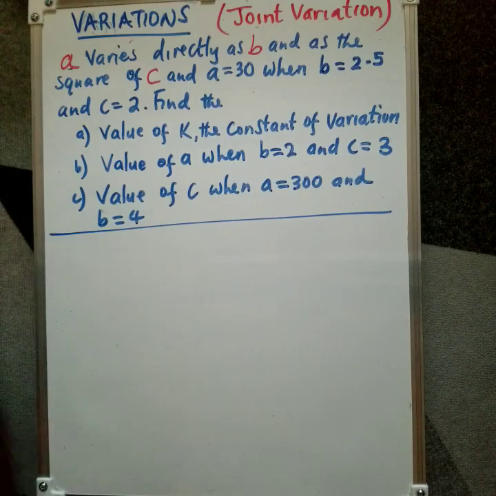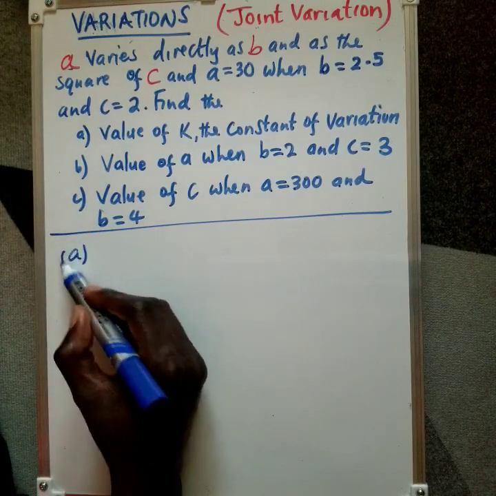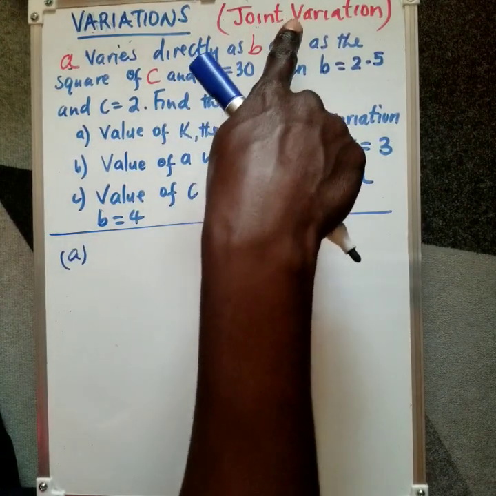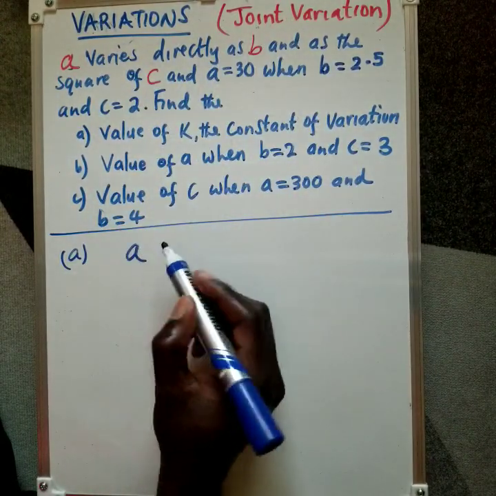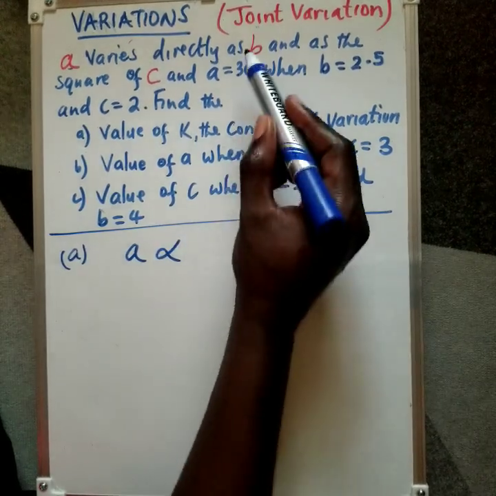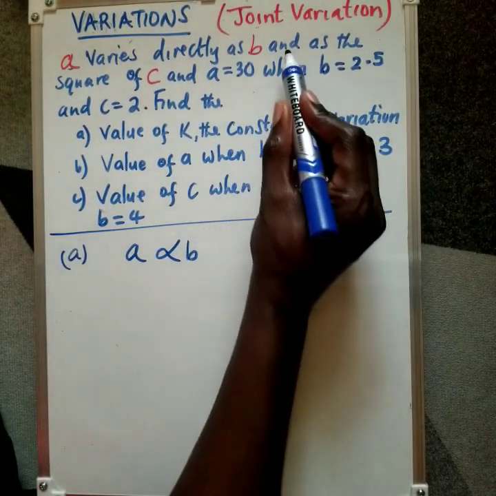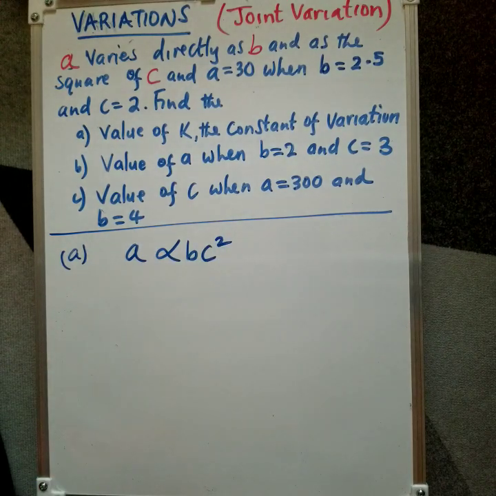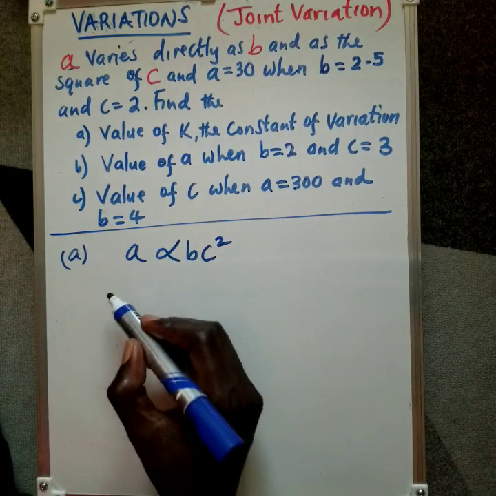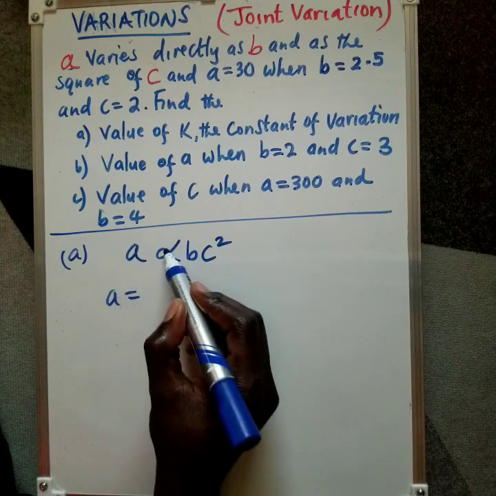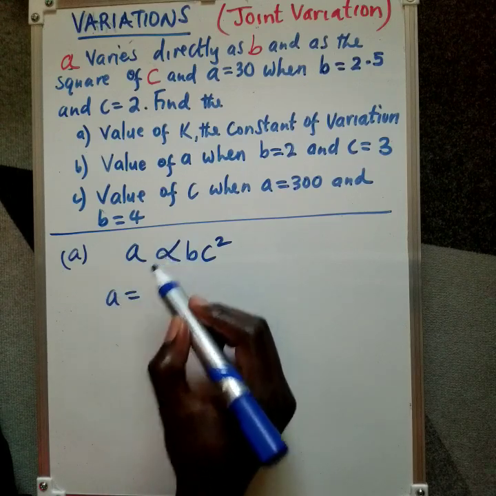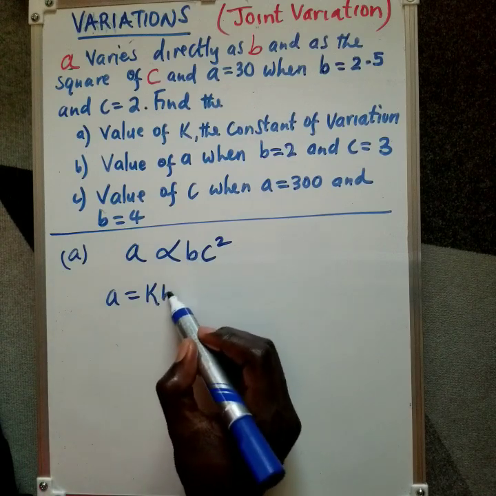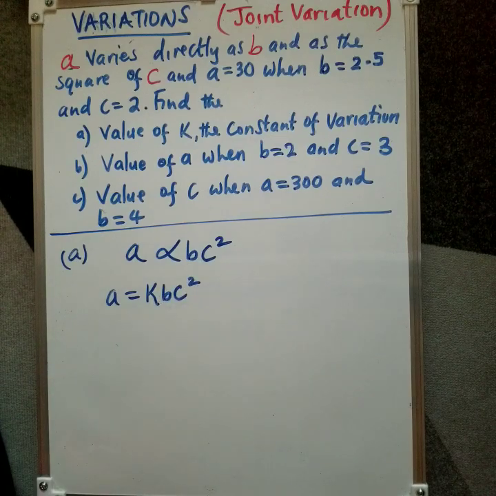So now for us to find the constant of variation, we need first of all to write the expression for the joint variation. They are telling us that A varies directly as B and as the square of C. So you write it as the square of C. Now remember, when you introduce the equal sign from the variation symbol, you introduce a constant of variation, so it will be K multiplied by BC squared. That is what we mean.